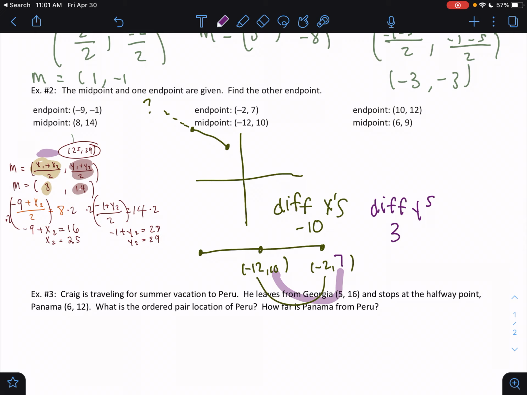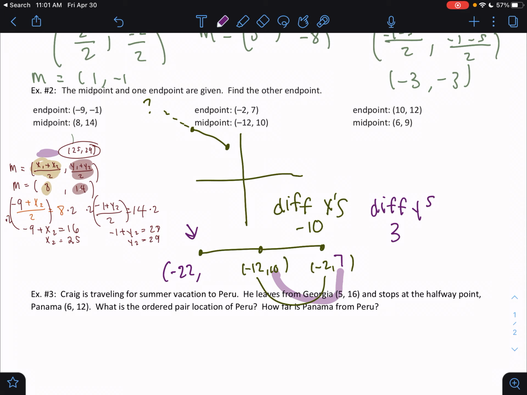So we want the same difference between the x's and the y's on this side now. So to get from -12 to -2, I added 10, right? So now, from -12 to whatever is going to be over here, I'm going to subtract 10. So I would have -22. We want the same difference.